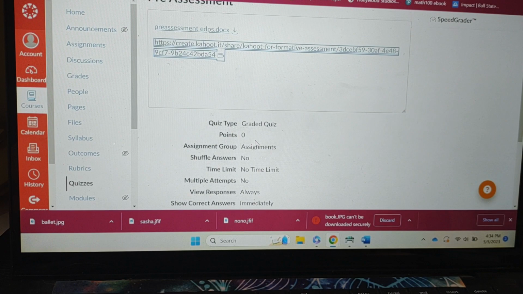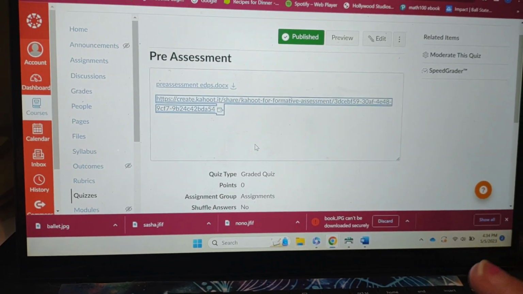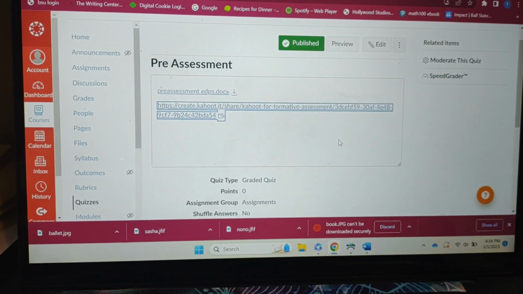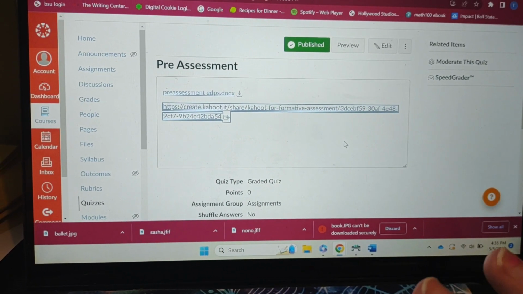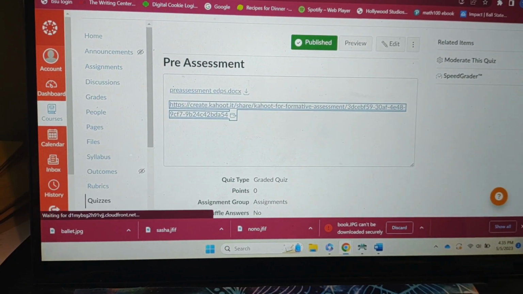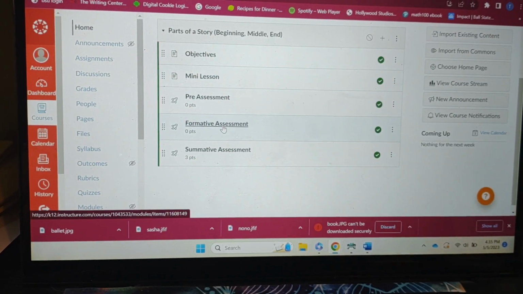There's my pre-assessment. So this one, we would have the pre-assessment before I've taught anything and just get a baseline of how much they understand before we've really gone into it very much.